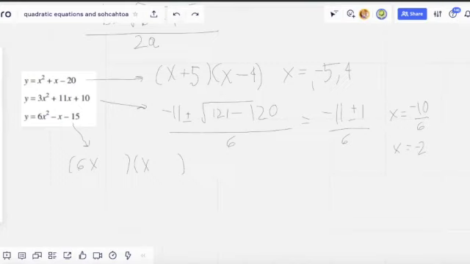Okay, wait. I think for this one, let me go back. You might have to cut out. Don't worry about it. I'll cut it out.